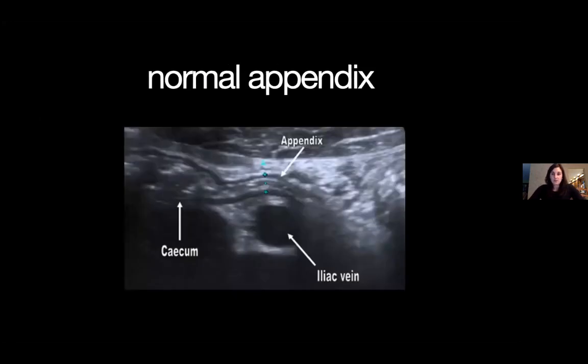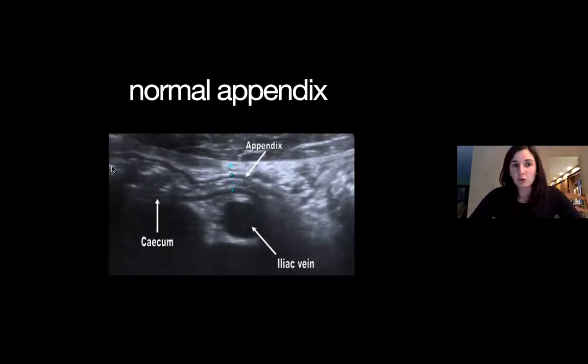Okay, so let's talk about what a normal appendix looks like. We just talked about the dirty bowel, dirty gas. That's actually what it looks like. I don't know if you can appreciate, but it's like speckles, right? It doesn't look like a linear A-line pattern. This is the cecum. So the cecum comes in and then tapers into a little mini pouch right here. That is the appendix. And again, you can appreciate that this is the iliac vein. So anatomically, it's exactly where you would expect to find it.